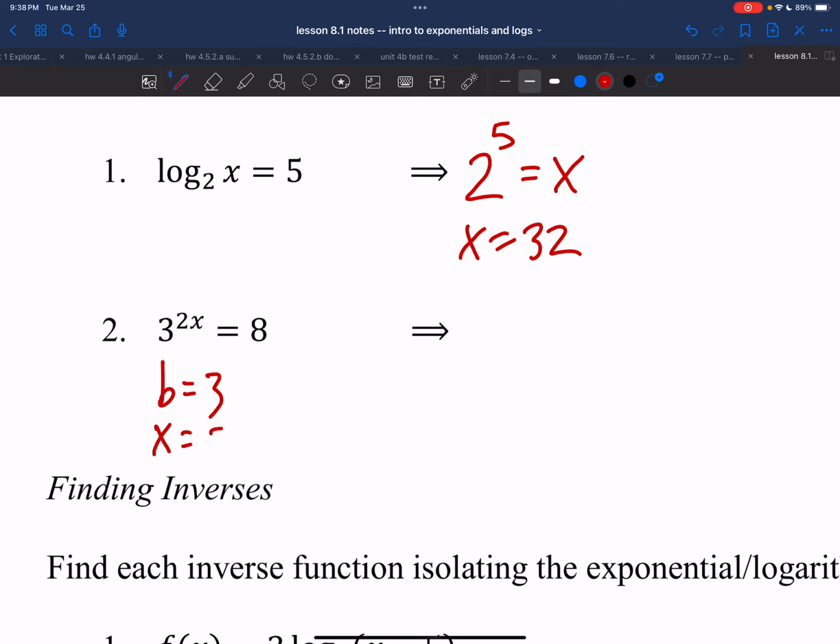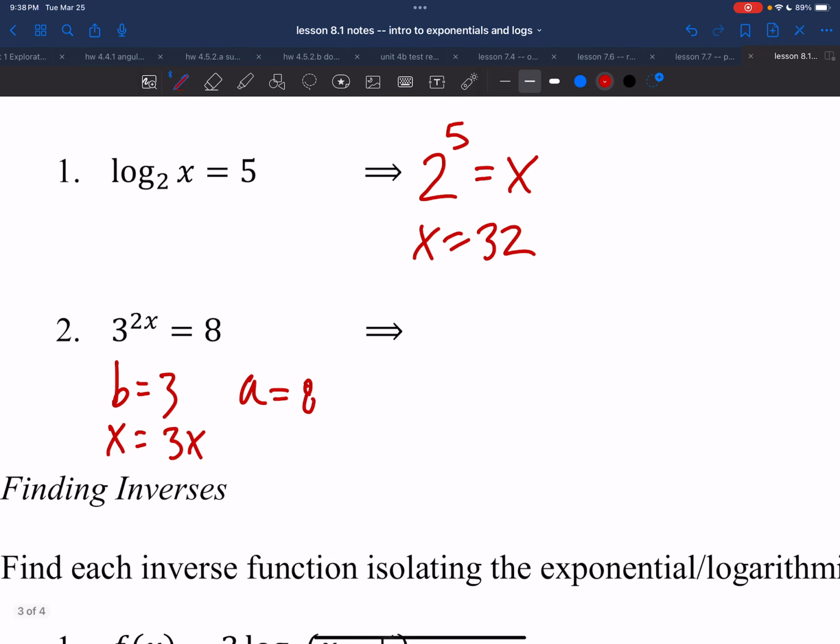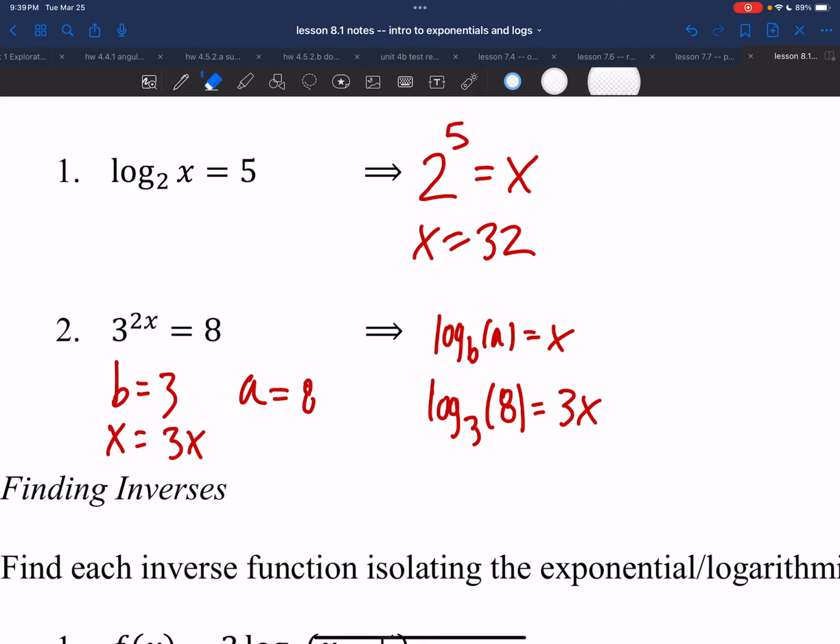The exponent is 3x, and the argument, or the answer to this, is 8. So in logarithmic form, log base b of a equals x. In logarithmic form, this has a base of 3. The input is 8, and the x is the power. Oh, I'm sorry. Why did I write 3x? The power is 2x, so this would be 2x here. Okay? And that's converting form.